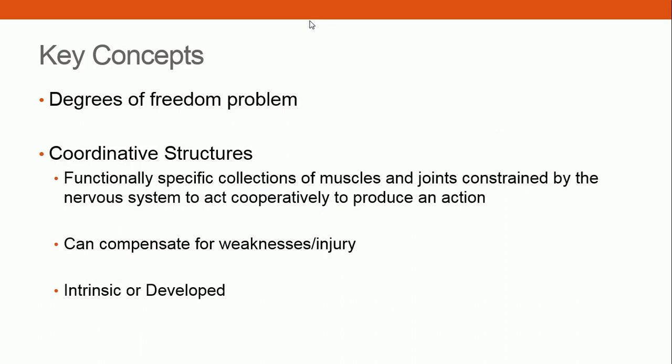So we came back to, in the motor program-based theory lecture, we talked about the degrees of freedom problem. We recognize that we can move in an infinite number of different ways, and we need to somehow constrain the motor system to produce the movement that we want. The main way that we understand this through a dynamical systems theory perspective is through the concept of coordinative structures. A coordinative structure is a functionally specific collection of muscles and joints that's constrained by the nervous system to act cooperatively to produce an action.